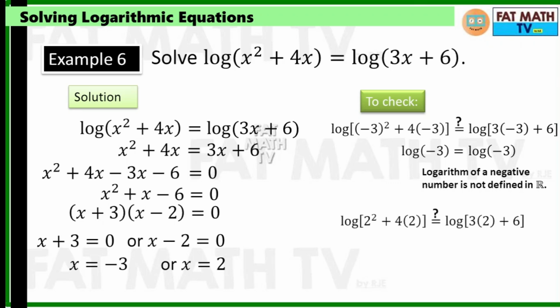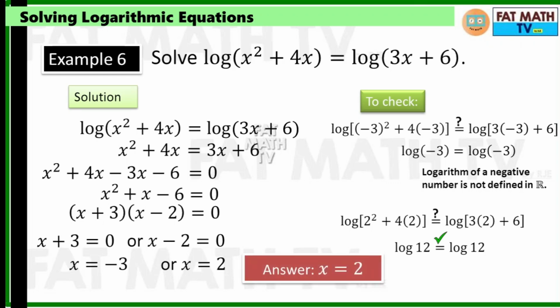How about 2? So if x is 2, we will have logarithm of 12 on both sides. So only x equals 2 is the answer. X equals negative 3 is not a solution. So here it's very important that you substitute the answers that you obtained to the original equation, because like here we got two answers but actually only one can satisfy, because the other one will give us the logarithm of a negative number, which is not defined.